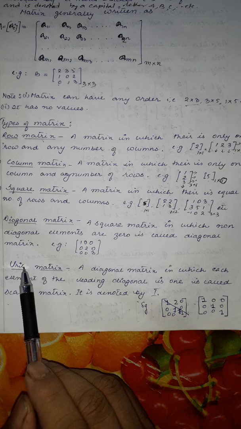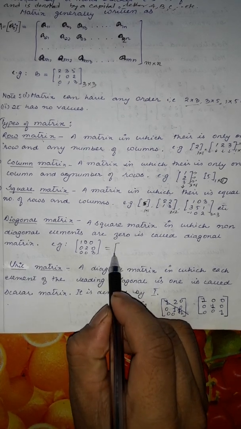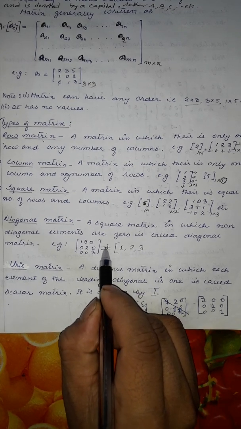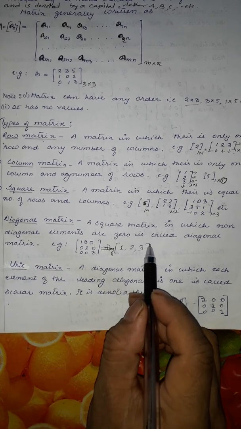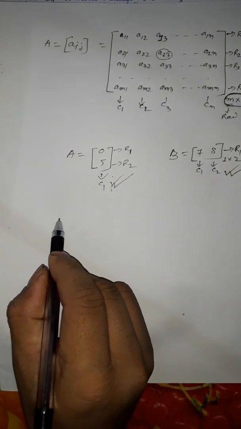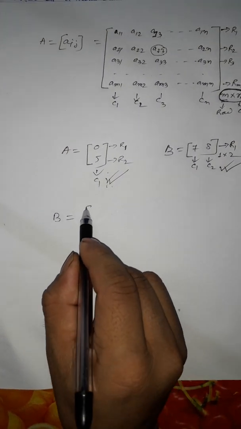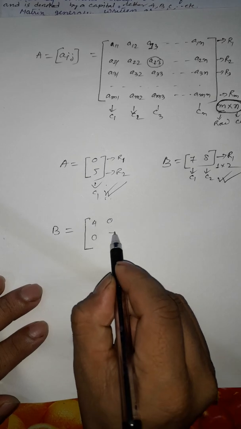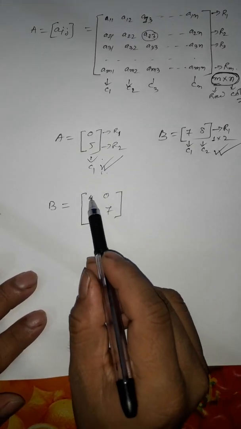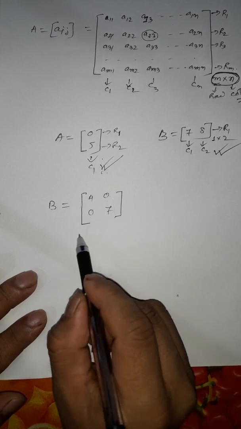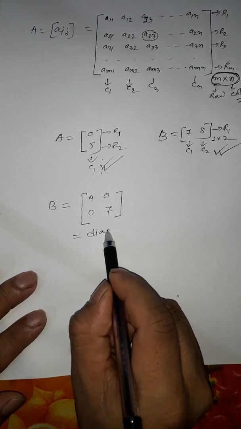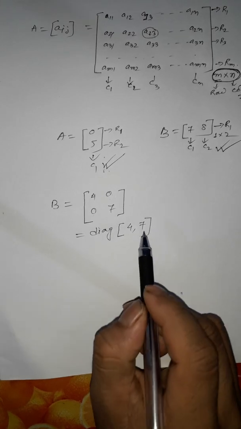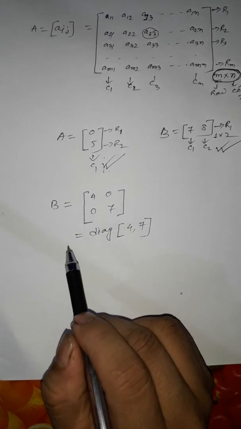a diagonal matrix. And this matrix can be written in this form also, diag 1, 2, 3. For example, I give you another example. Say B equal to 4, 0, 0, 7. So this is a diagonal matrix because the elements in the leading diagonal are non-zero and the rest are zero. And this matrix can be written in this form also, diag 4, 7. This 4 and 7 are elements in the leading diagonal and the rest are zero.